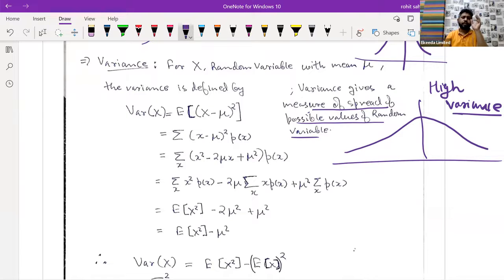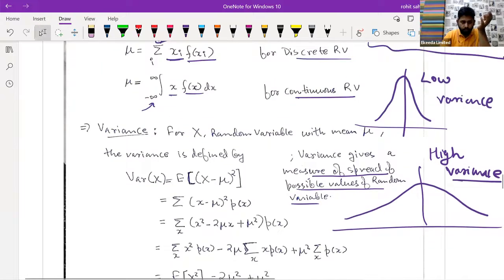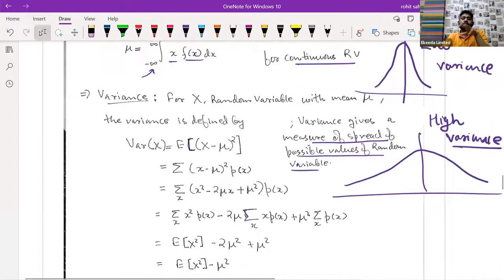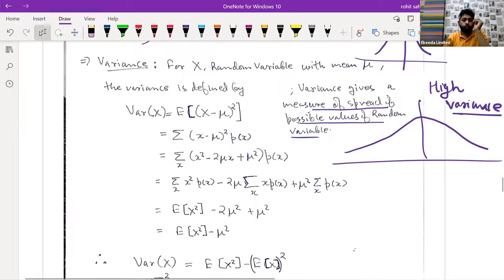Second moment about your center. So what is the center? The center is your average value mu. Your expected value, which we are discussing, is represented by mu or E of X. Now the variance is centered about your mu. So that's why you are doing x minus mu whole square.